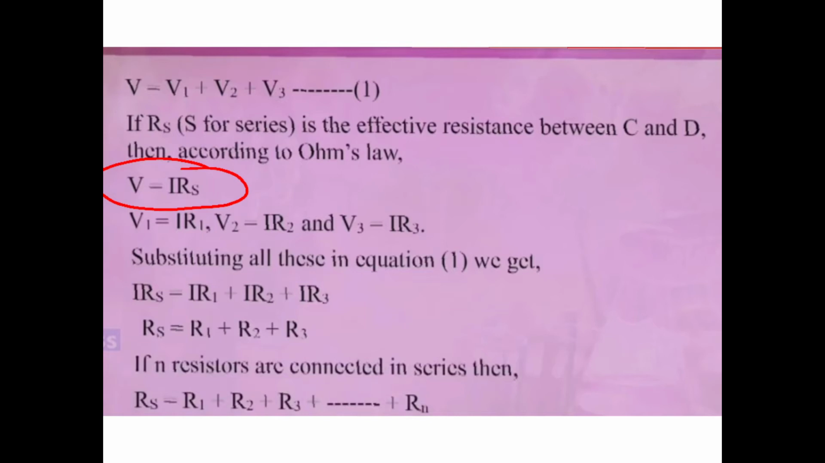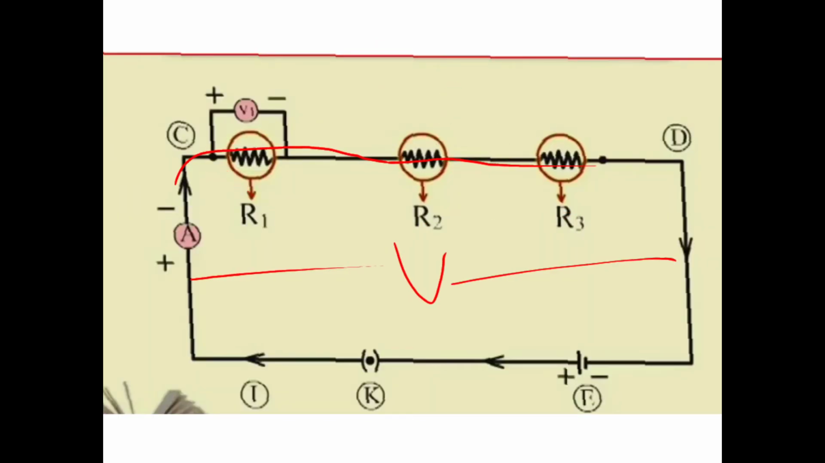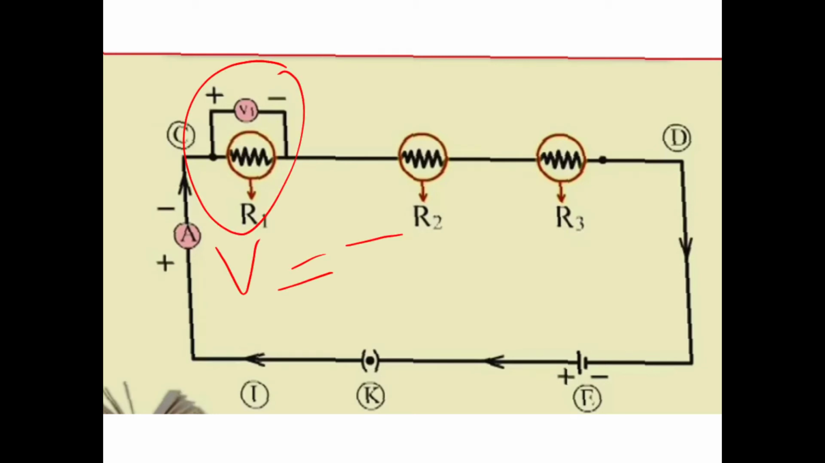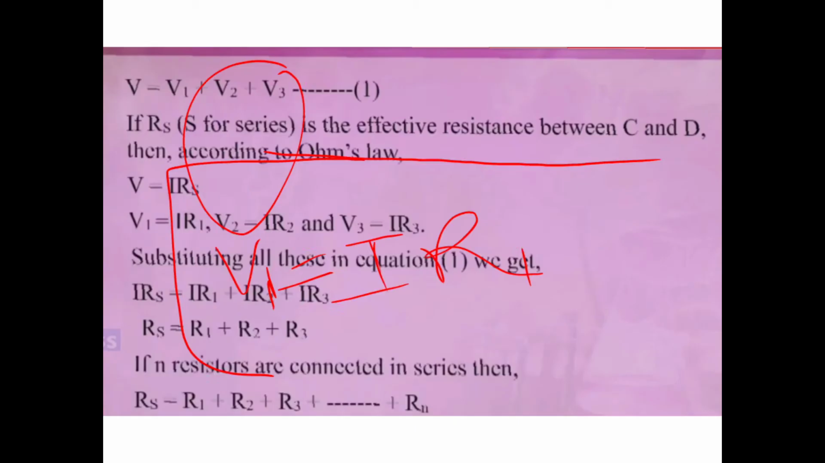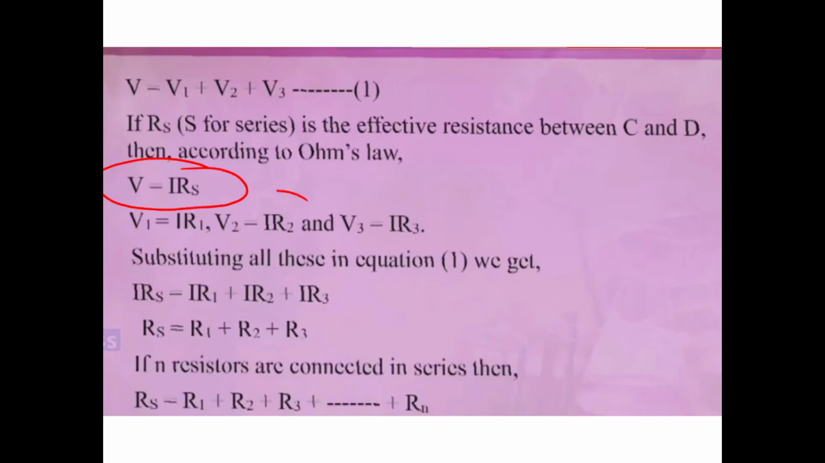Now, across V1, you observe what will be V1. V1 is equal to, we have the formula according to Ohm's law, V is equal to IR. So, my V1 is equal to IR1. Now, why have I not taken I1? Because the same I is there through R1, R2 also, and R3 also. So I am not taking I1, I2, I3. I am just taking I. Okay, so my V1 is IR1, my V2 is IR2, my V3 is IR3.